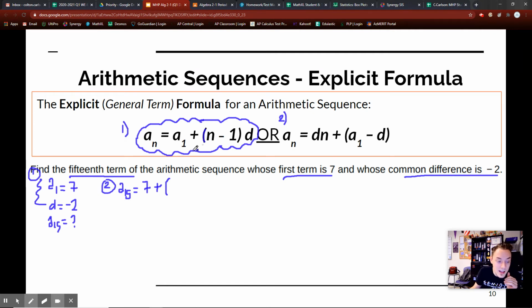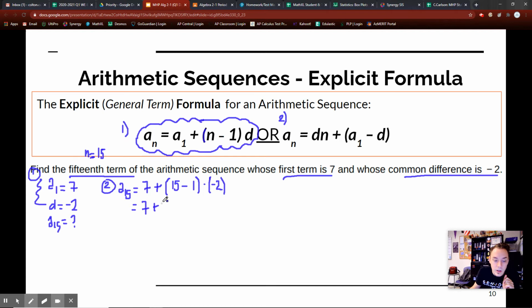Parentheses, what's n? N is, in this case, 15, because we want to find the 15th term, so I put 15 here, okay? And then minus 1, and then in parentheses. And then times, what's my d value? My d value is -2. Now notice my parentheses here. Parentheses are your very best friend, I'm telling you, okay? Because now you can just plug this all straight up in your calculator and you would get the right answer, but we're going to do it by hand.